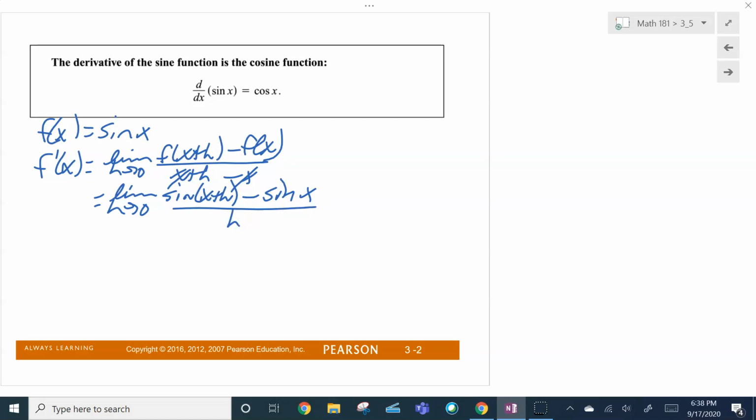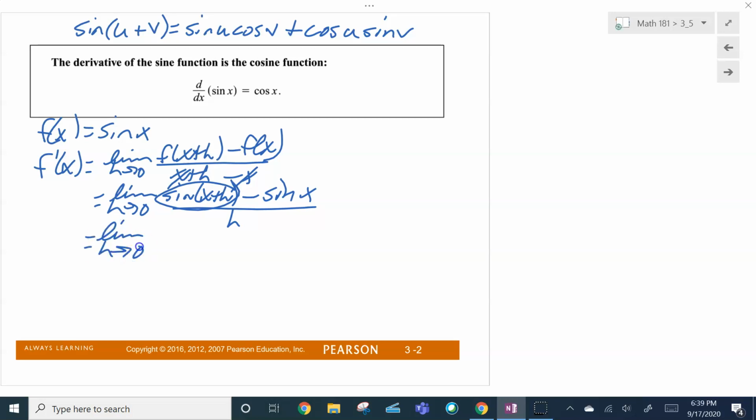And then if you remember this sum identity from trigonometry, sine of u plus v is sine u cosine v plus cosine u sine v, I'm going to apply that right here. So my u is my x, my h is my v. So this just ends up being the limit as h goes to 0. And don't get too worked up about this. I just want to show you where this comes from.